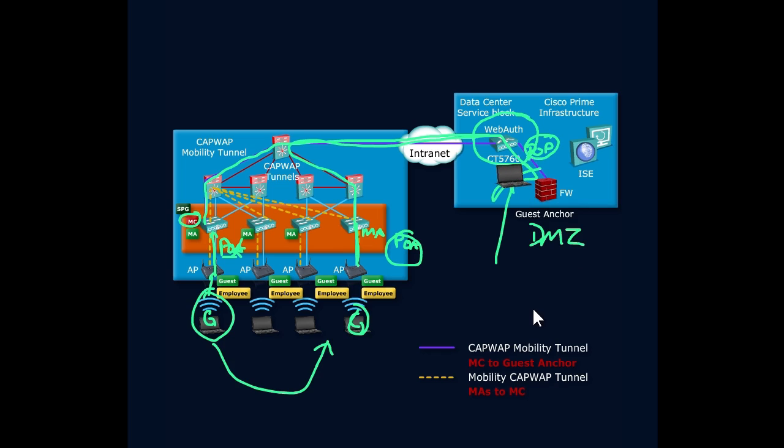So that is called a guest anchor, a dedicated wireless LAN controller associated with the DMZ to allow guest accounts to have typically internet access without ever having any presence inside the corporate network.